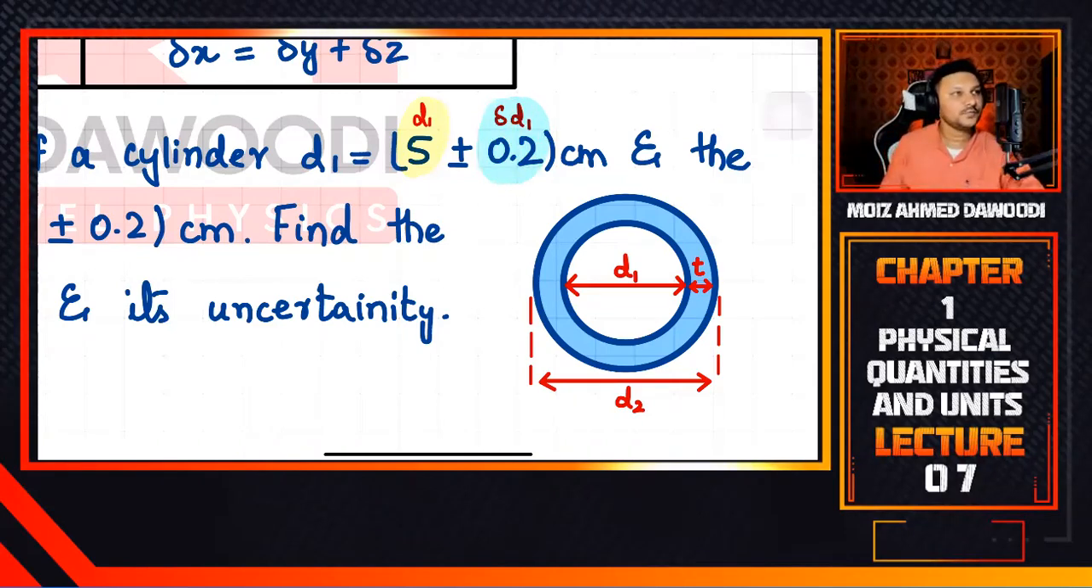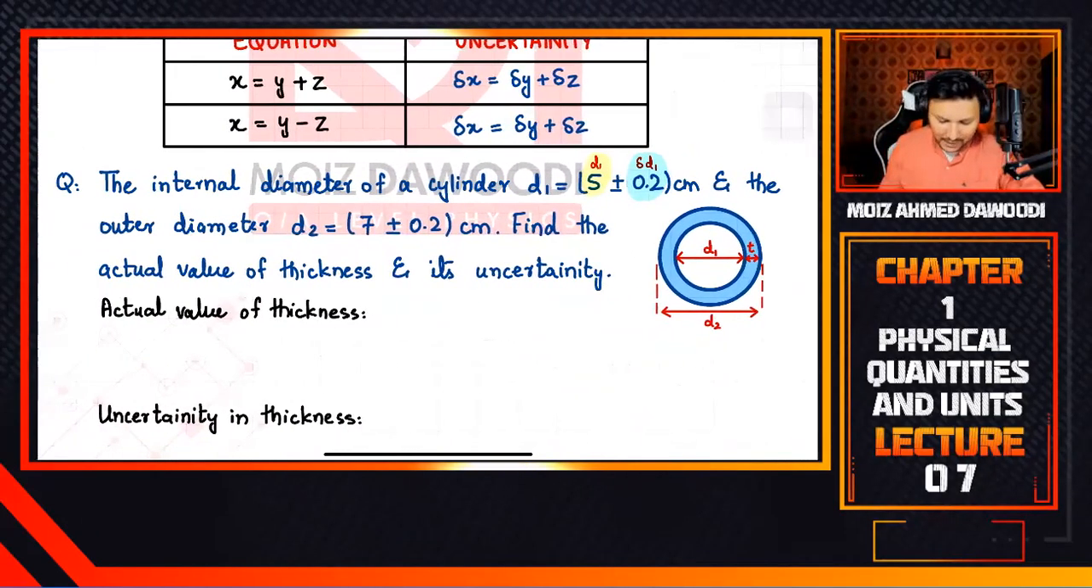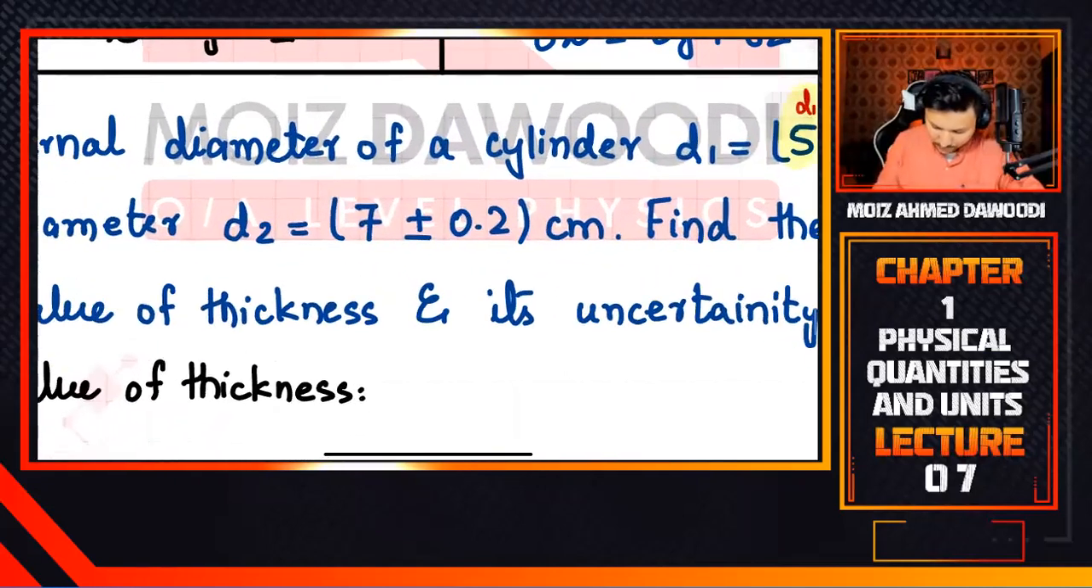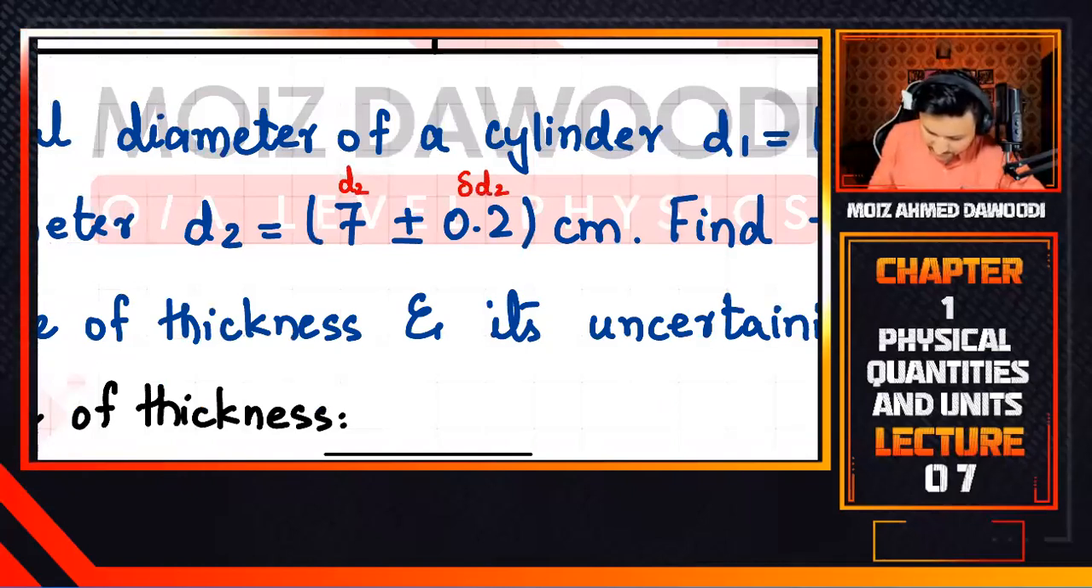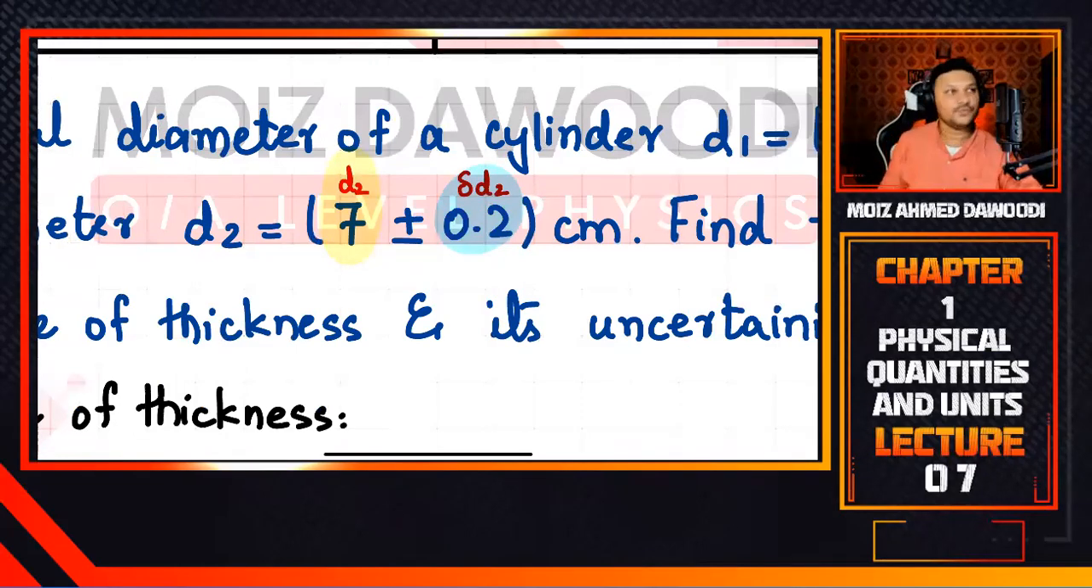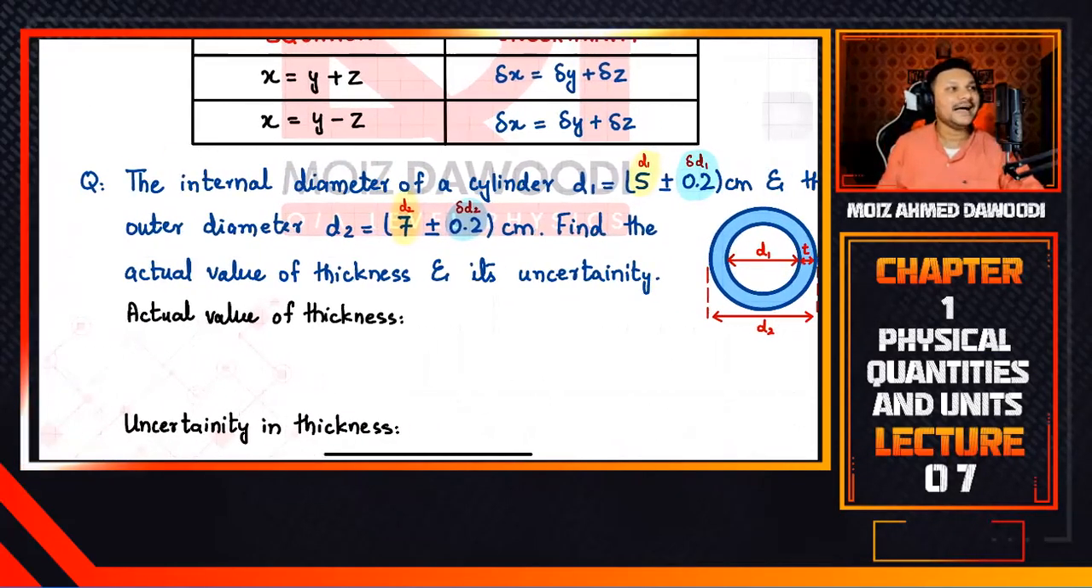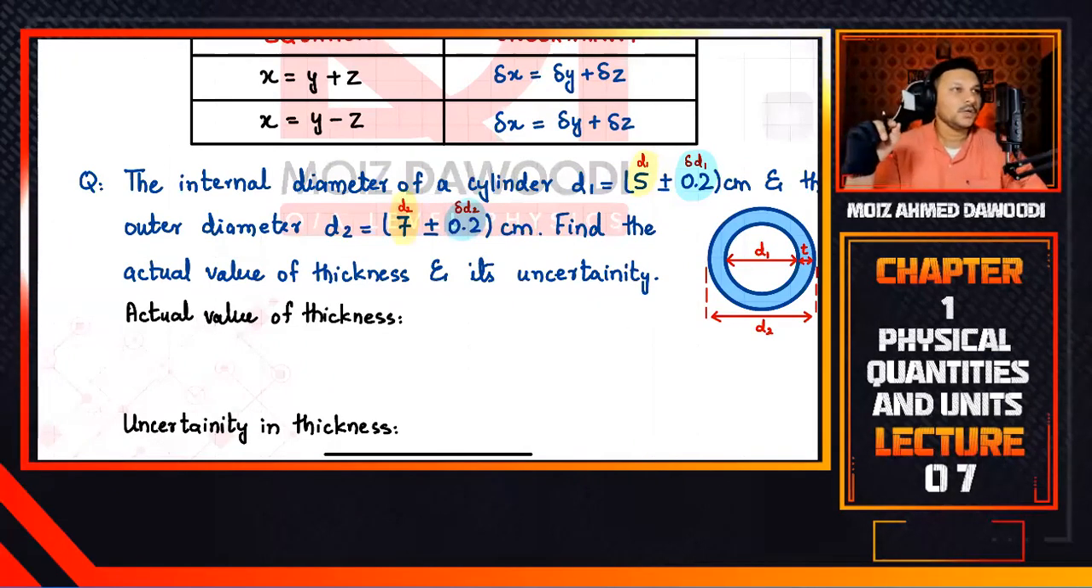Cool. चले. And the outer diameter is D2. 7 plus minus 0.2. तो 7 हमारे पास है D2 and this is the uncertainty in D2. ठीक है? So this is D2 and this is the uncertainty in D2. Find the actual value of thickness. He wants us to find thickness and its uncertainty.